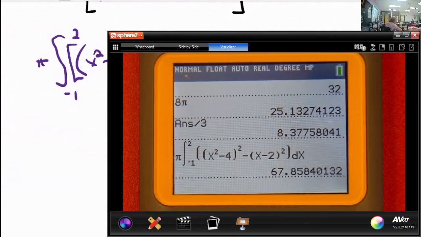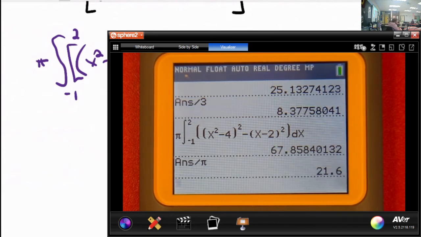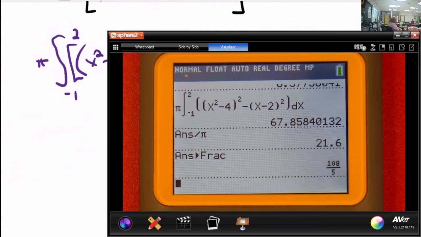And I suspect, oh, it does take care of the positives for us, which makes sense. It's going to square it. So, yeah. If we divide the pi out, I wonder if it's anything nice. Oh, it is. 108 pi over 5. Not too bad.